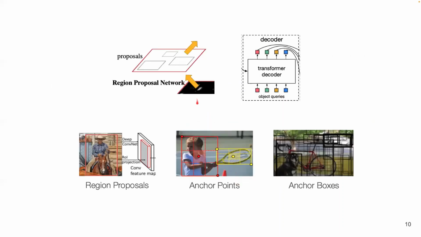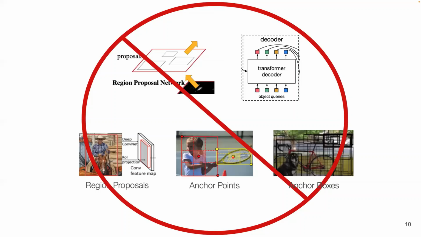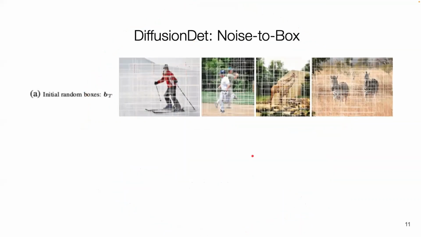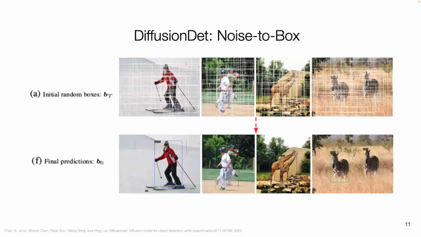So we've seen that previous object detection methods have used region proposal networks, learnable object queries, anchor points, and anchor boxes for region proposals. The nice thing about DiffusionDet is that it doesn't require any of these. DiffusionDet's noise to box process utilizes the idea of initializing random boxes, conducting a series of steps, then giving you these final predictions without the need of those learnable queries or predefined input.